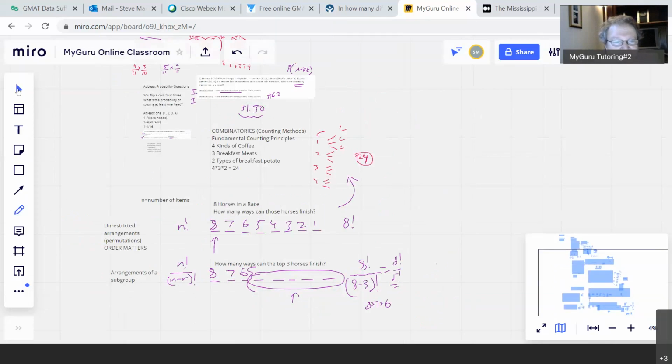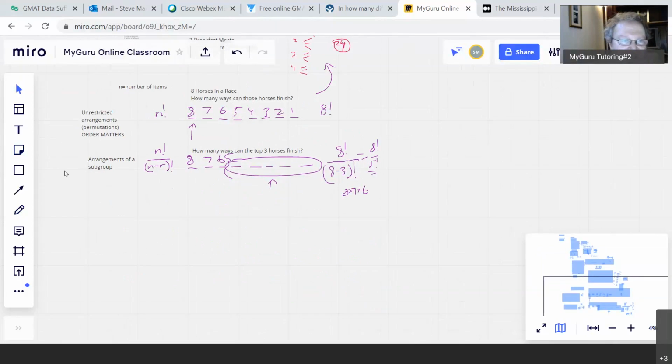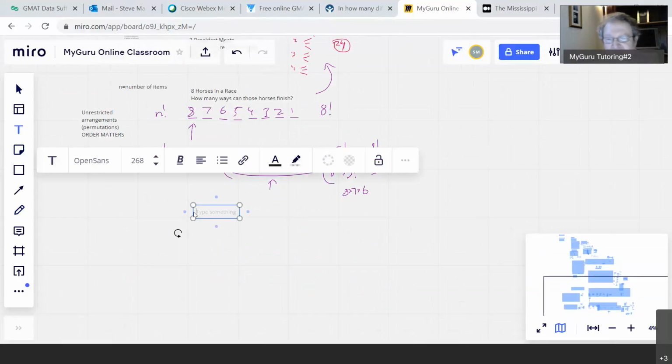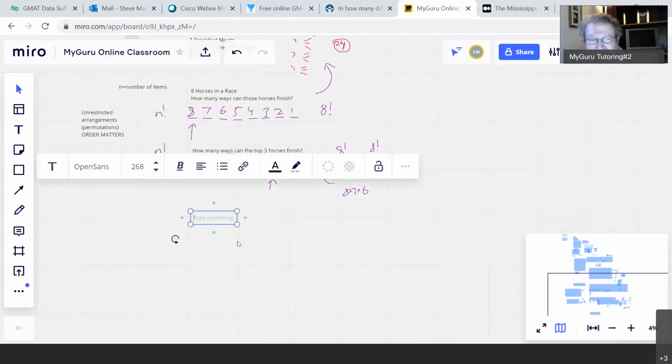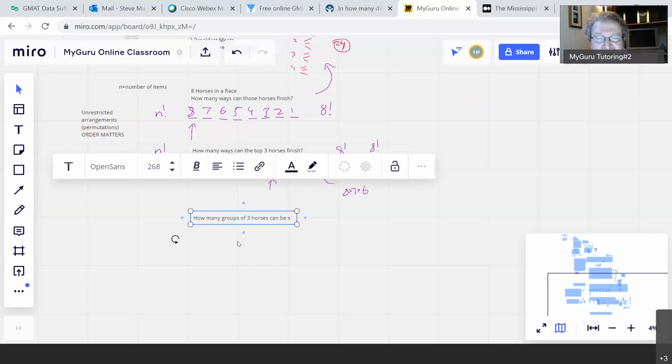All right. The next situation is what's known as combinations. If I said something like this, now let's say this were a trial heat. All right, this is a trial race, and I want to choose the best 3 horses to go on to a championship. I don't care how those top 3 horses have been arranged. I just want the 3 best. So I'll say it like this: how many groups of 3 horses can be selected to advance to the championship?